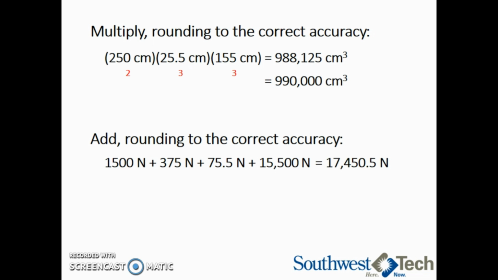1,500 newtons is precise to the nearest 100 newtons. 375 newtons is precise to the nearest 1 newton. 75.5 newtons is precise to the nearest tenth of a newton, and 15,500 newtons is precise to the nearest 100 newtons. Since two of our values are only precise to the nearest 100 newtons, our answer cannot be more precise than the least precise measurement, so we need to round to the nearest 100. This means our final answer should be 17,500 newtons.